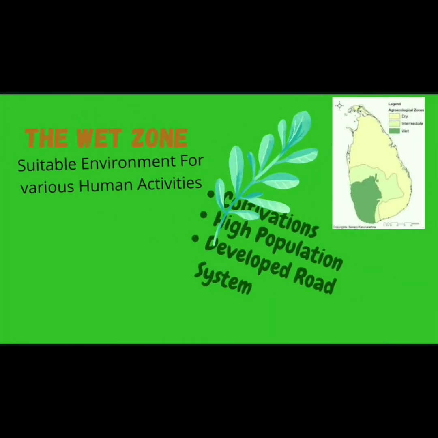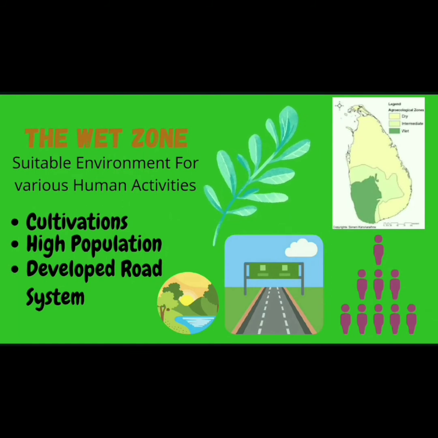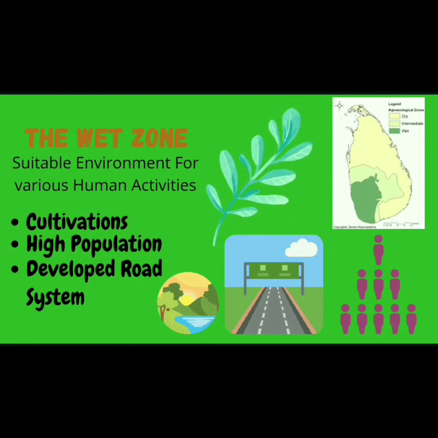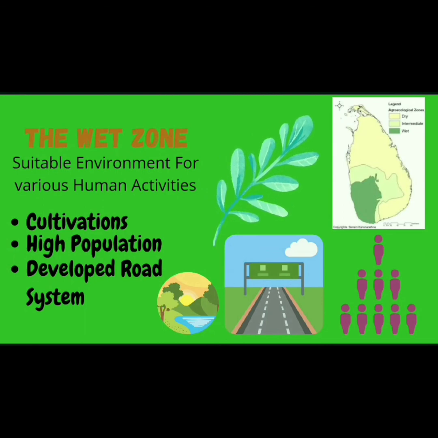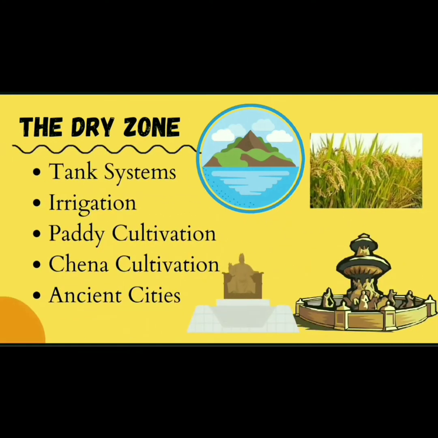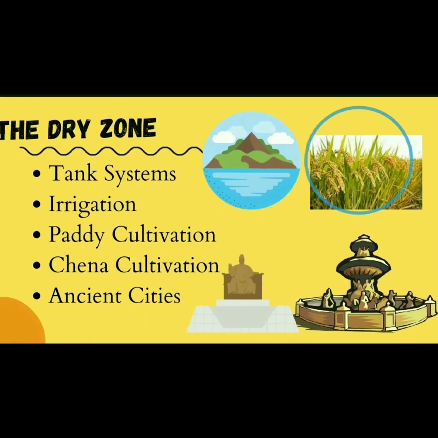The wet zone. In the wet zone, there is a suitable physical environment for various human activities. Various types of cultivation, distribution of high population, and a developed road system can be seen here. Moving on to the dry zone. Did you know an outstanding feature in this area is the tank system? Paddy cultivation, chena cultivation, villages established in association with tanks, ancient cities and various types of cultivation can be seen in the dry zone.